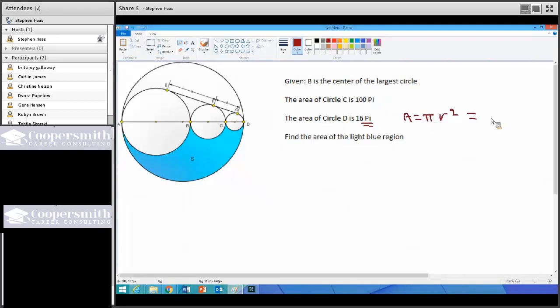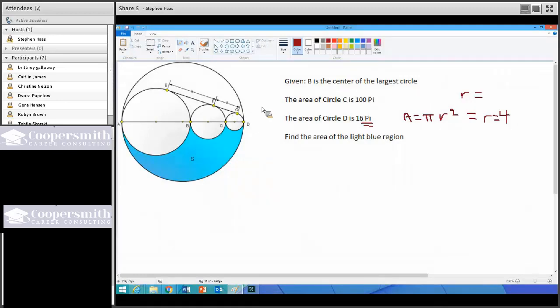That's the radius of circle D. What's the radius of circle C, based on the fact that the area of circle C is 100 pi? The middle size circle over here. Who can tell me that? Well, if the whole thing is 100 pi, it has to be pi r squared. What squared gets you 100? 10. Okay. So the radius of this circle is 10.